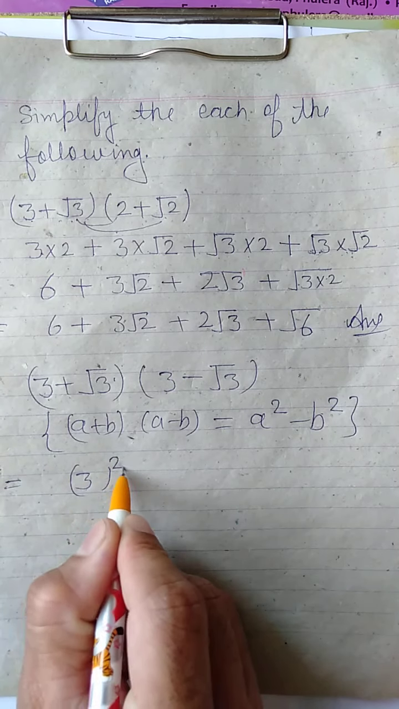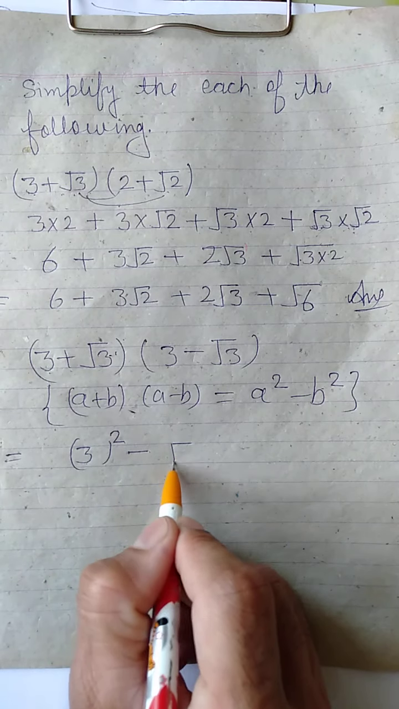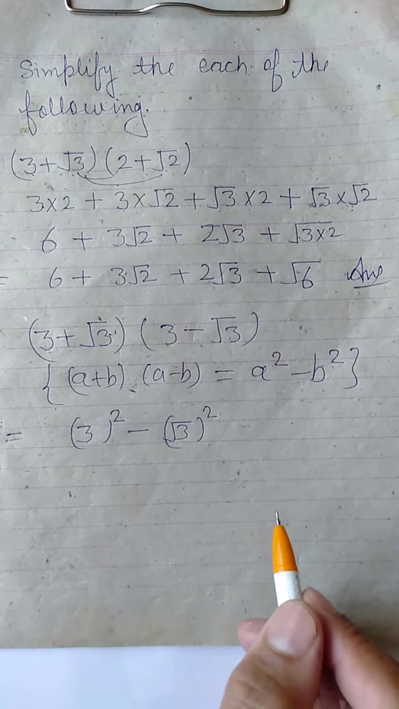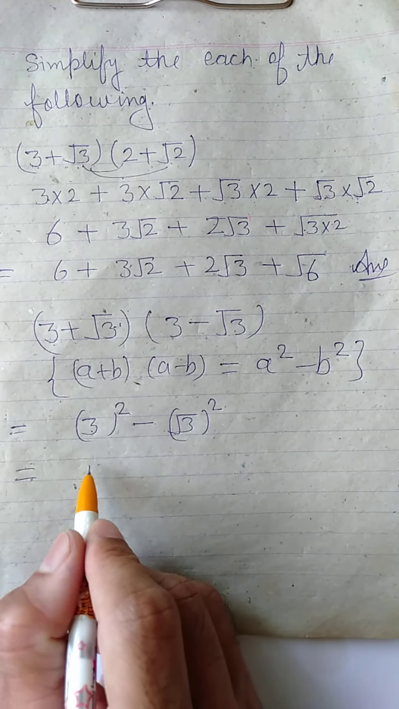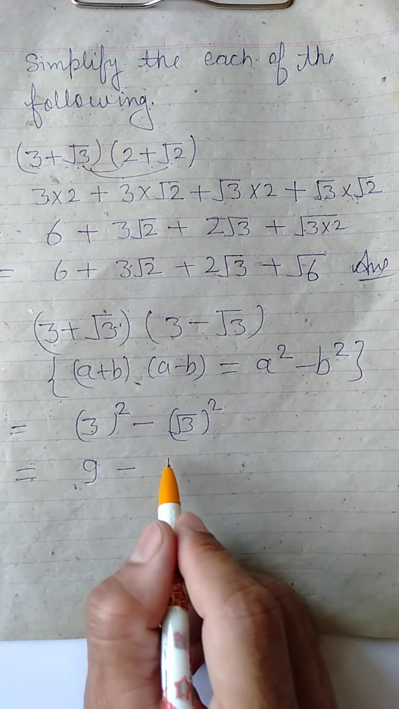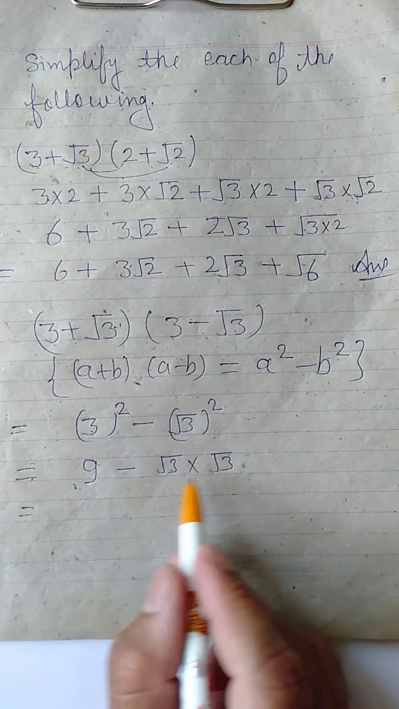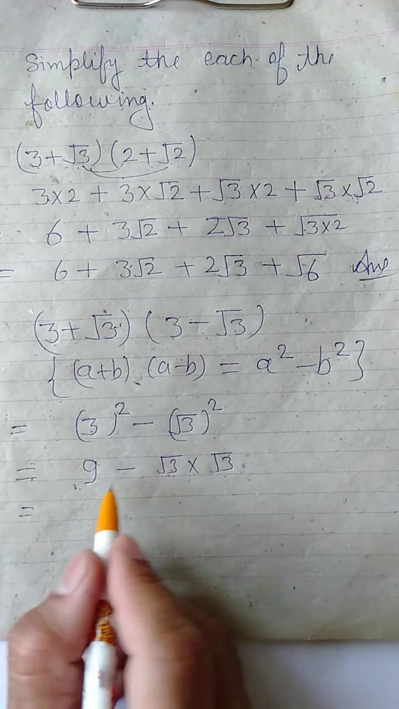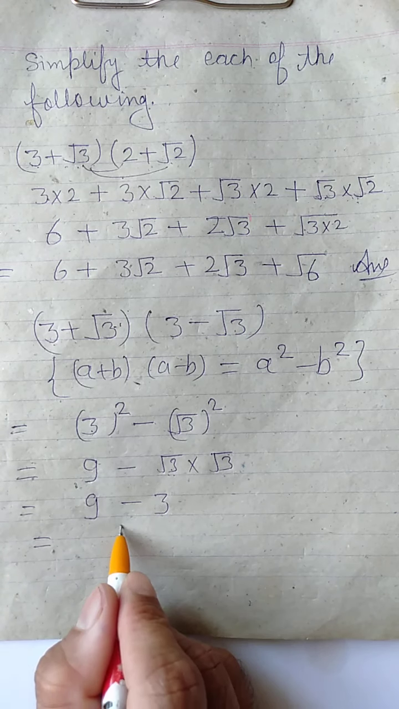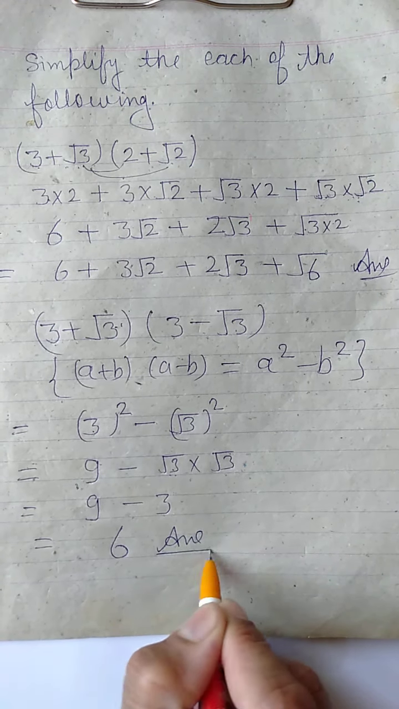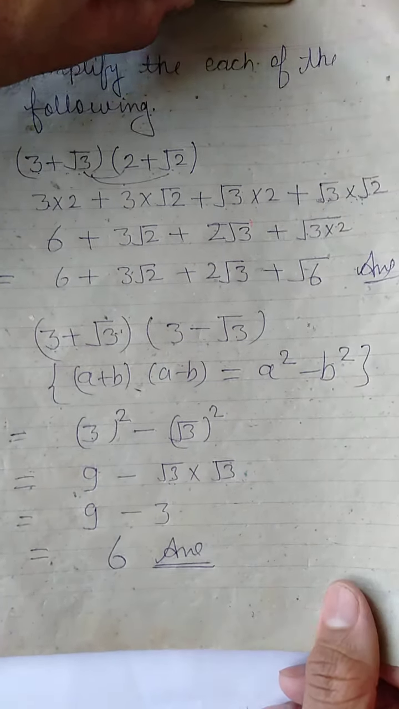A square means 3 square. B square means root 3 square. So this will be equal to 3 square, which is 3 multiplied by 3, 9, minus root 3 multiplied by root 3. When we multiply root 3 by root 3, what will come? 3 only. So 9 minus 3, and 9 minus 3 is equal to 6. This is the answer.